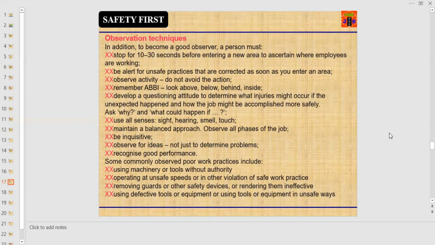Develop a questioning attitude to determine what injuries might occur, if the unexpected happened, and how the job might be accomplished more safely. Ask why and what could happen if. This is the style of how you have to make questions during the inspection. Use all senses: sight, hearing, smell, touch. Maintain a balanced approach. Observe all phases of the job. Be inquisitive. Observe for ideas, not just to determine problems. Recognize good performance.